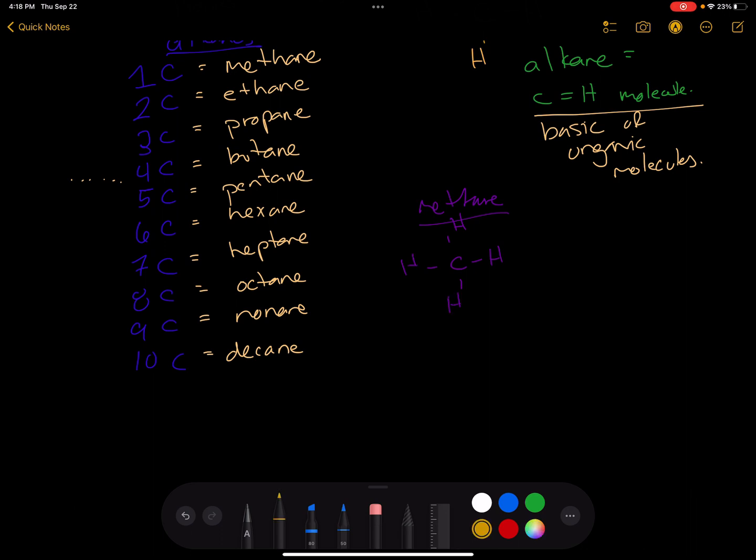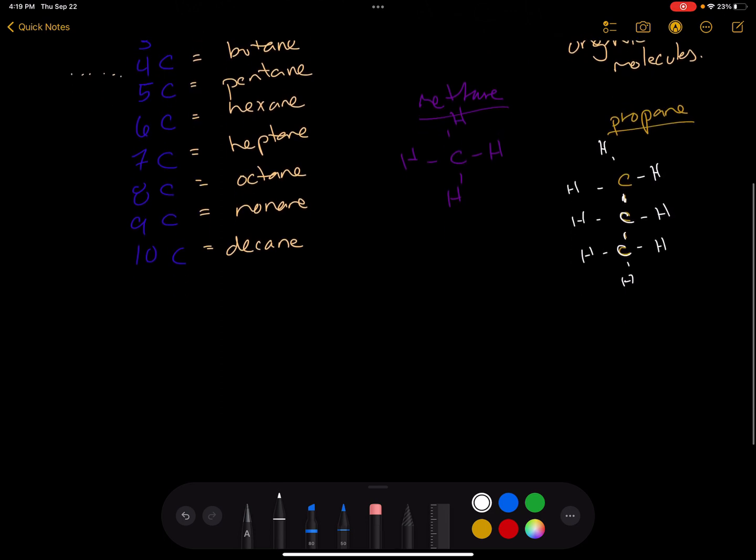If I wanted to draw, let's do propane. Okay, so propane has 3 carbons. So here's 1, 2, 3. And then remember, carbon can have 4 bonds. So this guy already has 1 right there. So the other 3 are hydrogens. This carbon right here has 1, 2, so 3, 4. And then this carbon only has 1. So that means I get to fill up the other 3 with hydrogens. All right, so that doesn't look too bad.